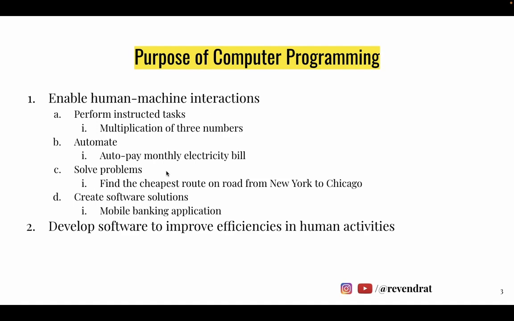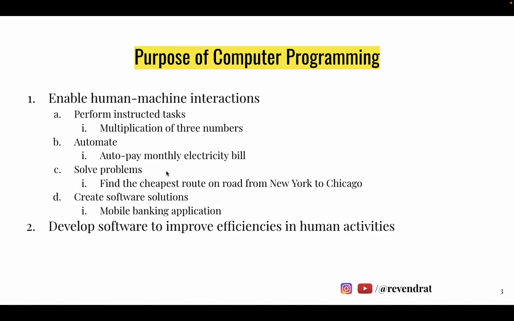Let's try to understand the purpose of computer programming. Assume that you want to pass some instructions to your computer. In order to do that, you need a purpose. What is the goal that you are achieving by passing an instruction to a computer? It may be perform an arbitrary task, like you might have used calculator to perform multiplication of three numbers or subtraction of four numbers. We could go beyond that to program to automate routine activities like paying monthly electricity bills. You can write an app or a small program to achieve this automation activity.